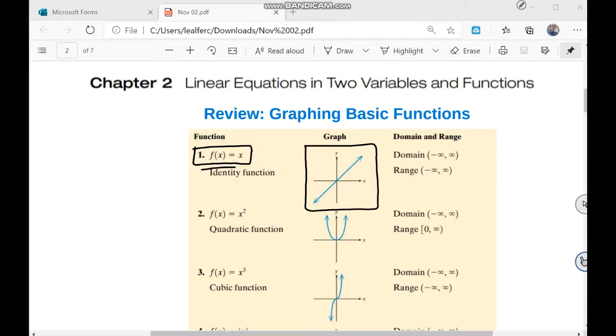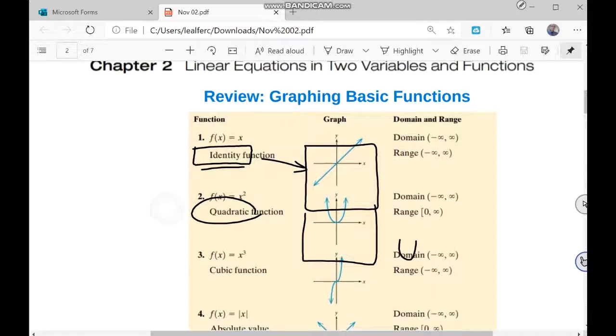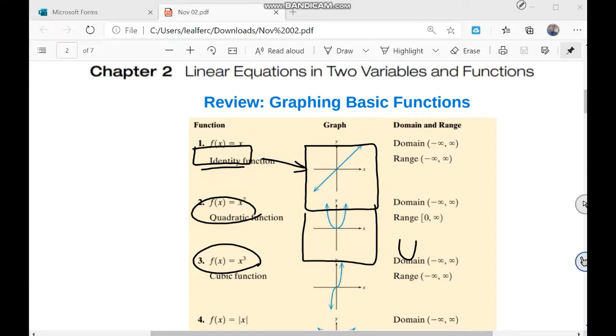So this is the function. The equation of the identity function is this one. You have to match it with this graph. You have to know that this is going to be the shape of the graph for the identity function. For the quadratic function, this is the function, x squared, and the shape is going to be a U shape. For the cubic function, we have the cubic function here. It's going to be something like an S. And every time you see this kind of shape, you remember it's going to be the cubic function.